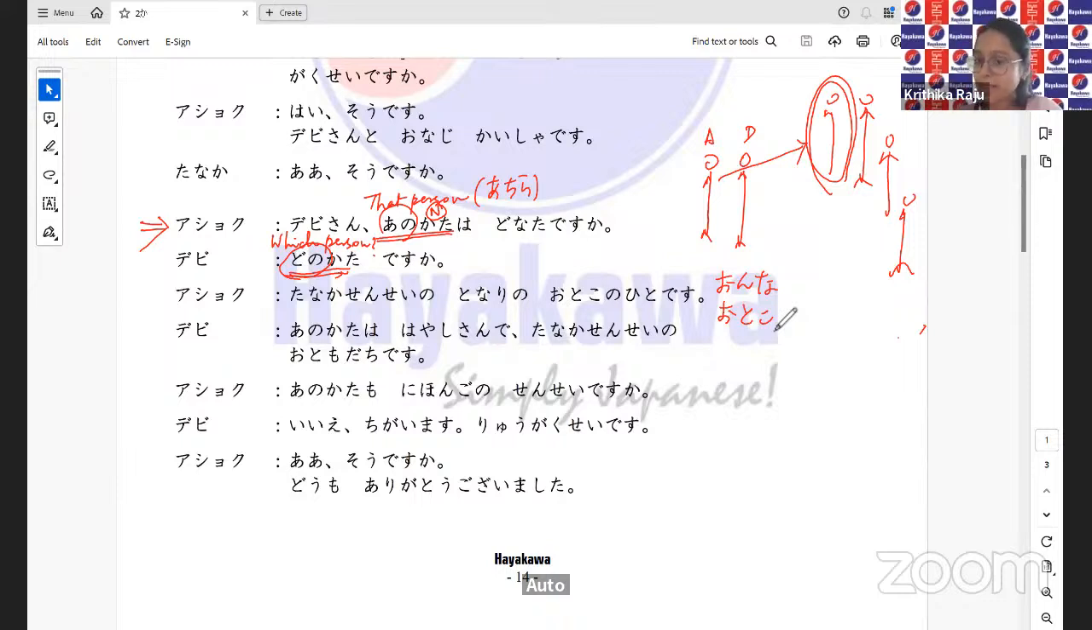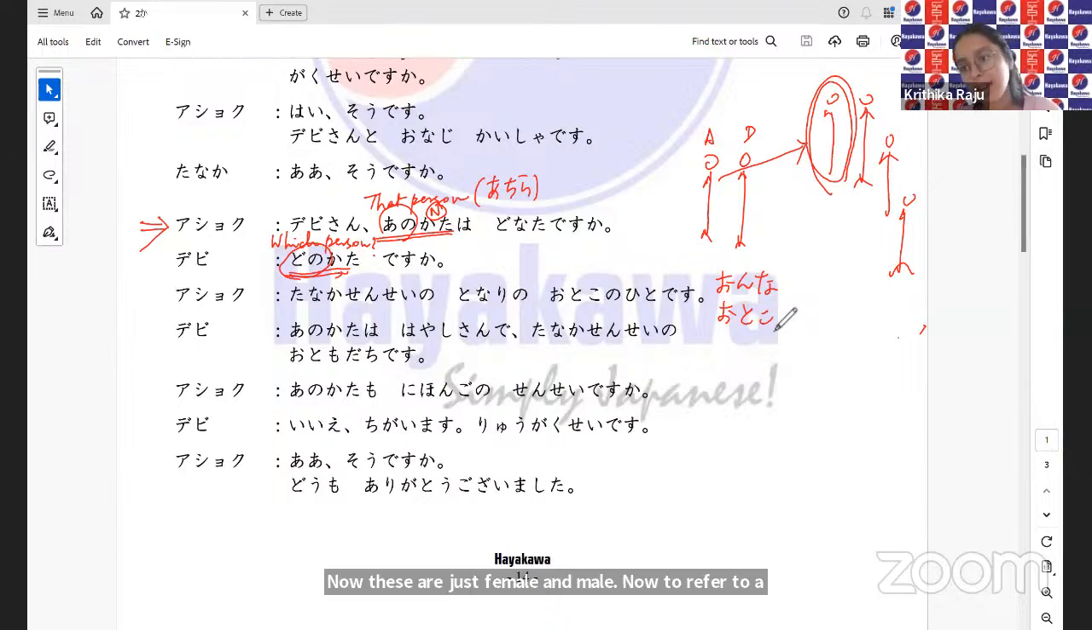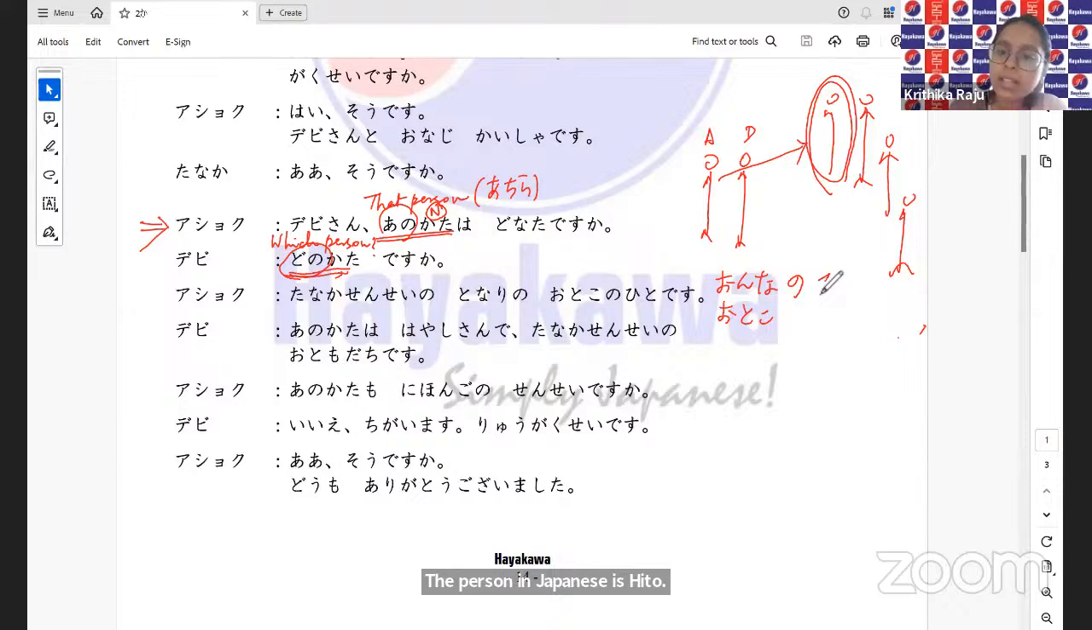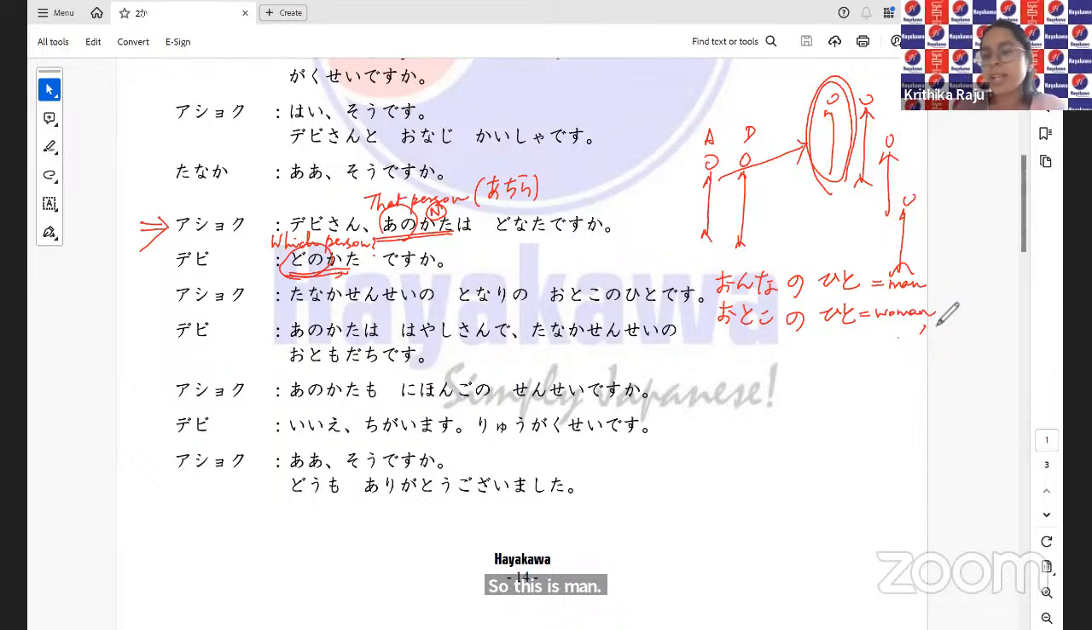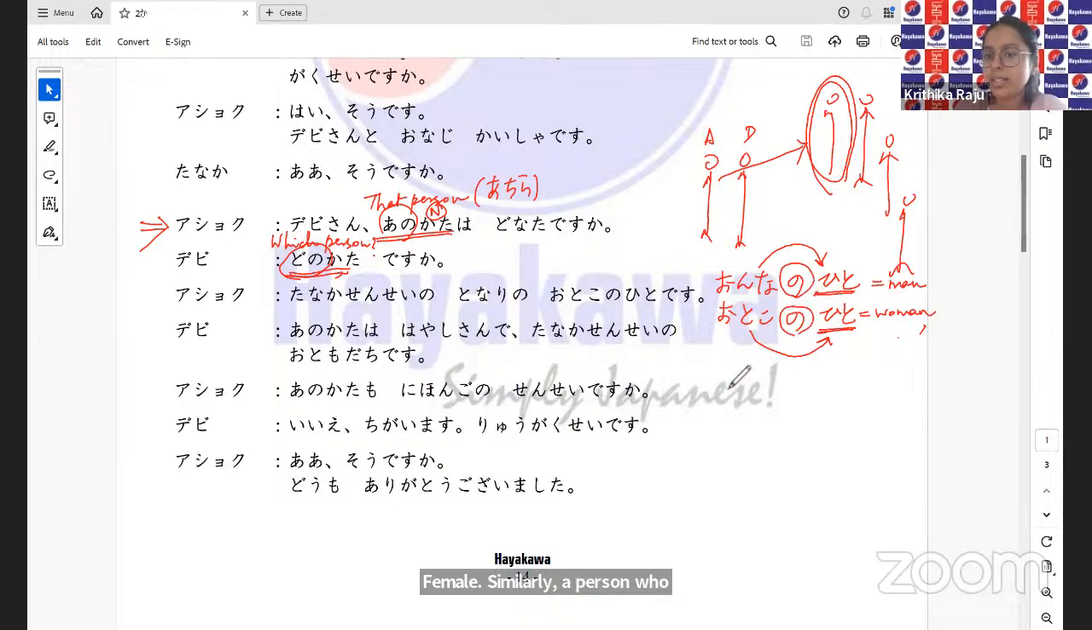Now to refer to a man, the word is actually male person. A person who is male. The person in Japanese is hito. So onna no hito. Otoko no hito. So this is man, this is woman. Okay? A person who is female. Similarly, a person who is male. That is what this no does. It gives the next noun the quality of the previous noun. So it's a person who is a female. A person who is a male.